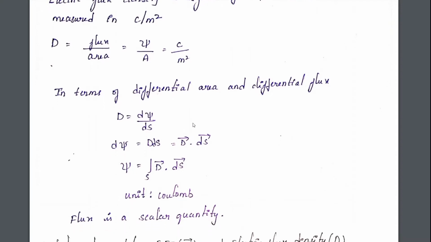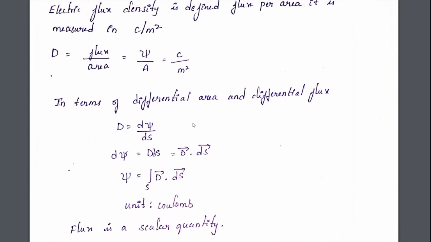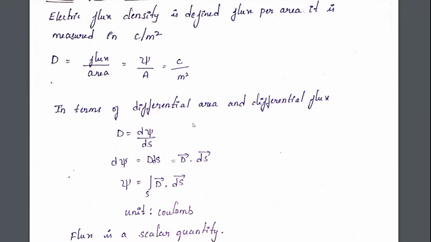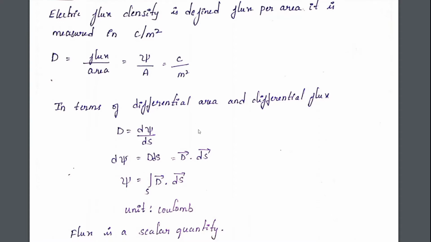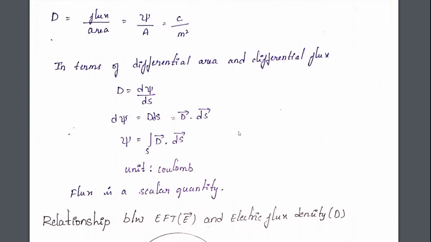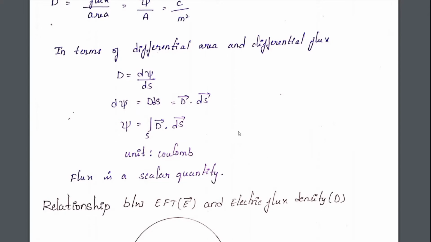So what is the flux here? Flux is the electric field that passes through a particular portion, or some amount of information that passes through a surface or a medium. So, since you know the flux, you can define flux density as flux upon area. Flux is denoted by the symbol psi and area you can write as A. So the unit will be coulomb per meter square. Next you have to relate the flux and flux density, how both are related to each other.